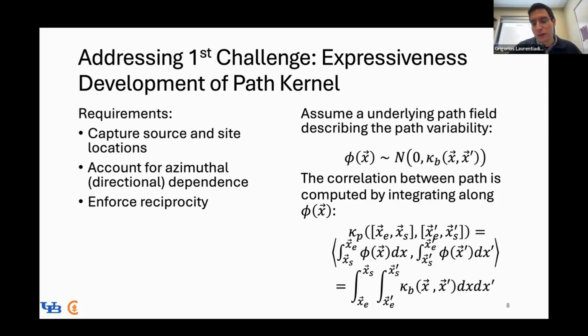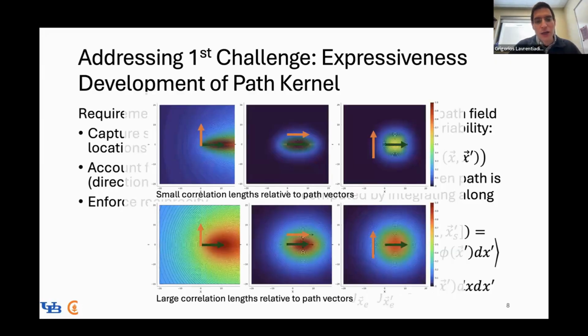The way that we formulated this kernel is that we assumed that there is a Gaussian field covering the 3D space in our domain of interest that represents these repeatable path effects, and the correlation between the path vectors is simply the integral along the paths that we are interested in computing. In this figure, we can see the correlation structure that this kernel provides, where it is dependent both on the orientation of the two vectors, as well as the relative size between the size of the path and the length scale of this underlying field describing the path effects.